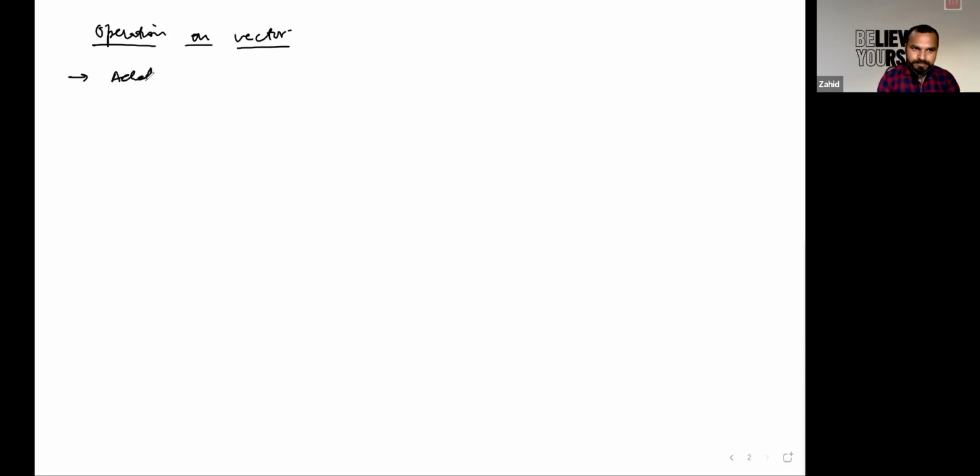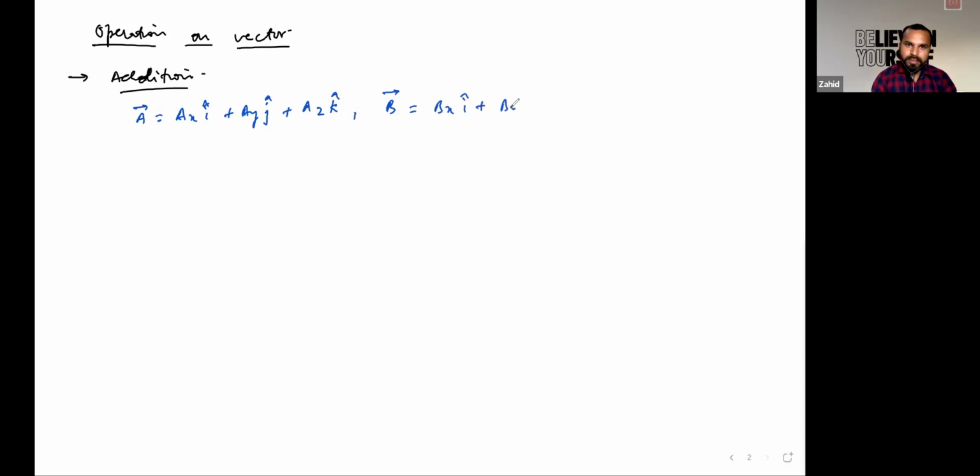First is addition of vector. So we have made 2 methods to add any vector. Suppose A is Ax i cap, Ay j cap, Az k cap, a vector having 3 components along their respective coordinate axes. Similarly, B is bx i cap, by j cap, and bz k cap as another vector having three components along x, y, and z axis.